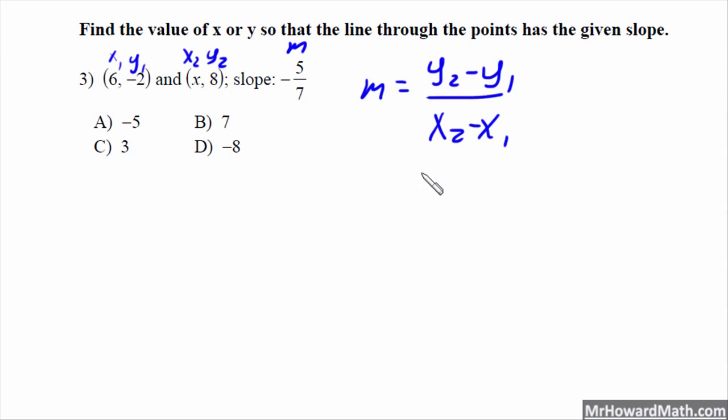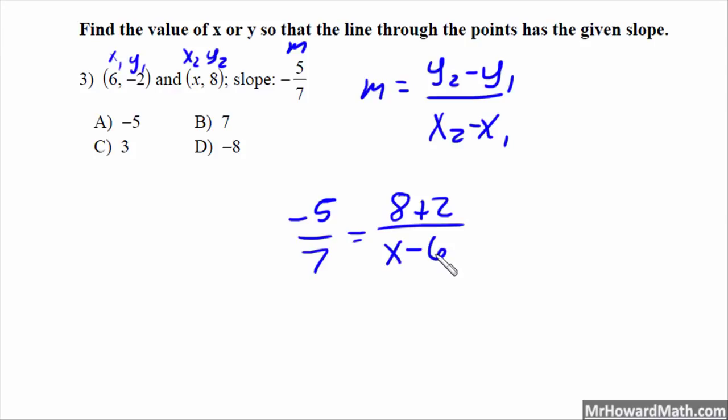So we plug in what we know. We know the m, the slope, is negative 5 over 7. We know that y2 is 8. We know that y1 is negative 2, so subtracting a negative 2 would flip to an addition. x2 is x. And x1 is 6, so we subtract 6 from that. So we can simplify this a little bit. Negative 5 over 7 will stay the same, but this part will simplify to 10. 8 plus 2 is 10 over the quantity x minus 6.